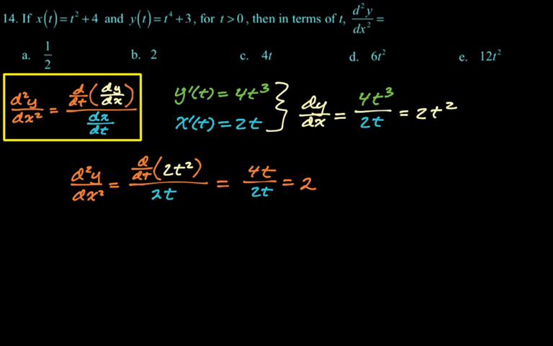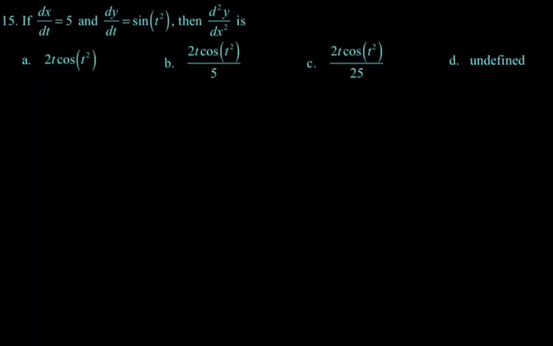I guess that's why they're telling us t is greater than 0, because if t is 0, you kind of have a problem there. Sort of, maybe not. But anyway, our answer here is 2. Let's take a look at the next one.